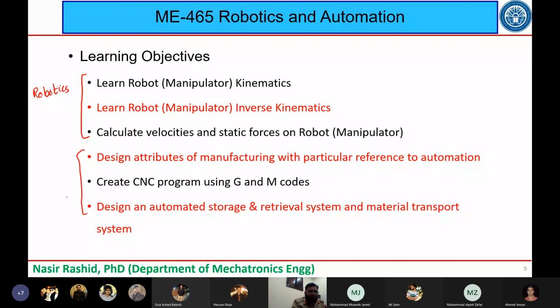And these last 3 they deal with the automation part. Okay, so the automation part includes the design attributes of manufacturing with particular reference to automation, then creating a CNC program using G and M codes, and designing an automated storage and retrieval system and material transport system.